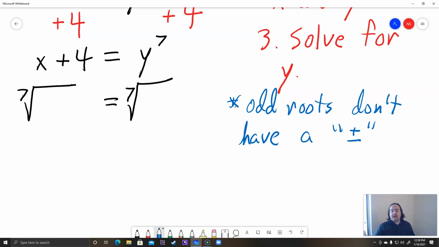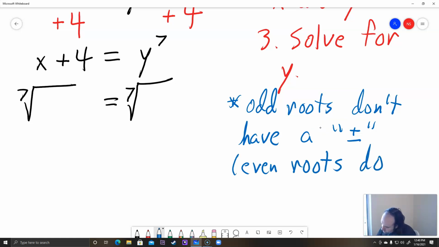And the reason that works that way is with any even root, there's always going to be two solutions. One of them is positive, the other one's negative. Because when you take a positive or a negative to an even power, the negative actually cancels out. So that's why you get two answers. So anyway, just remember, odd roots don't have a plus minus, even roots do. So here, because it's an odd root, we don't have to put a plus minus.